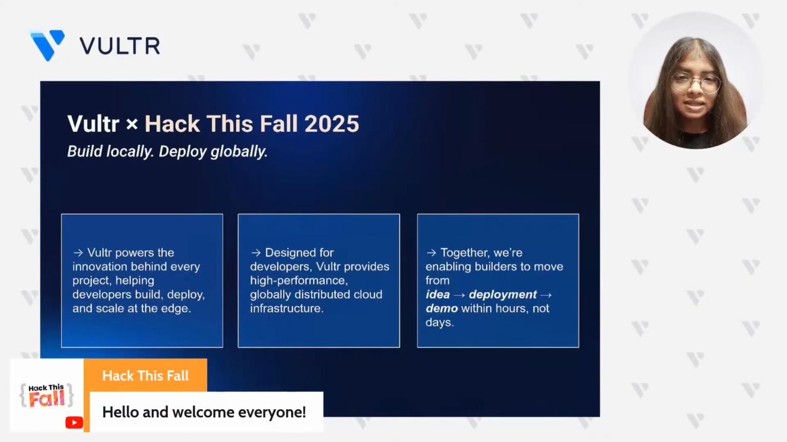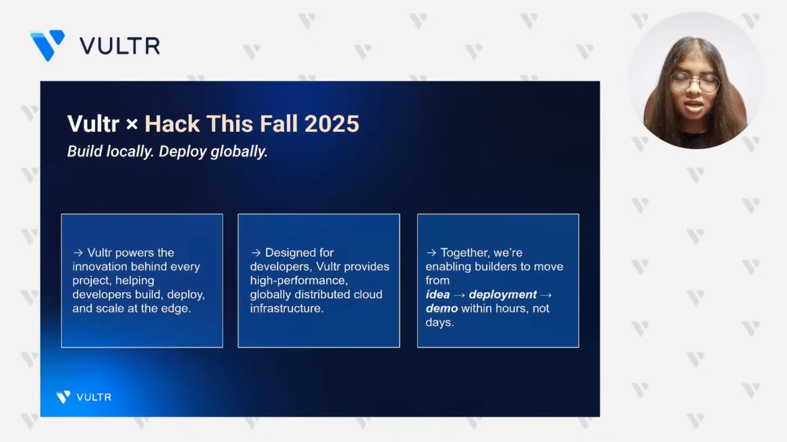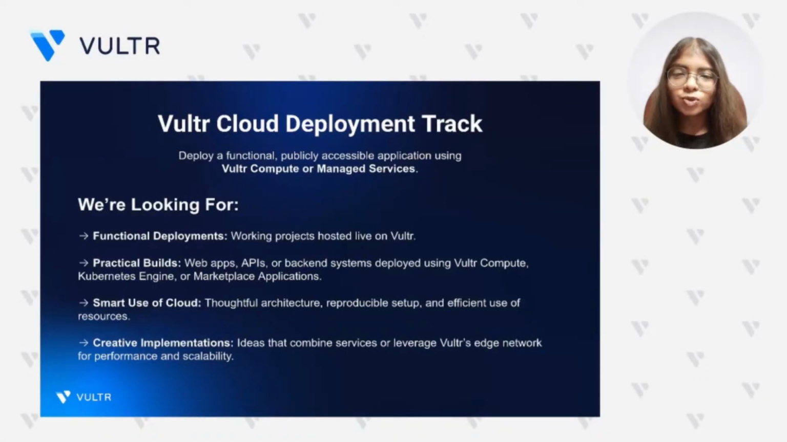Whether you're spinning up a single compute instance for your hackathon project, deploying an application across regions, or experimenting with GPU powered AI workloads, we are here because hackathons embody what we value most: rapid prototyping, real world problem solving, and the spirit of experimentation. At Hack This Fall 2025, we introduced the Vultr Cloud Deployment Track, a space where you can take what you're building locally and bring it to life on the cloud using the same global infrastructure trusted by startups, researchers, and production scale applications alike.